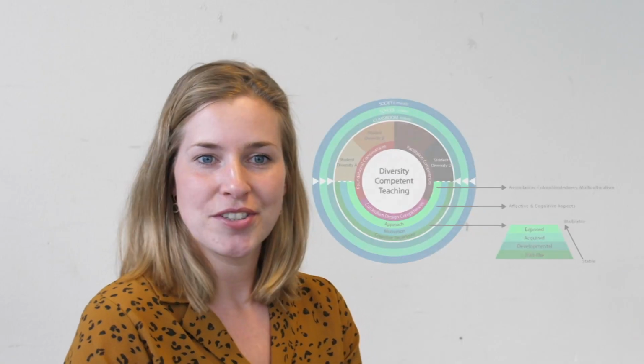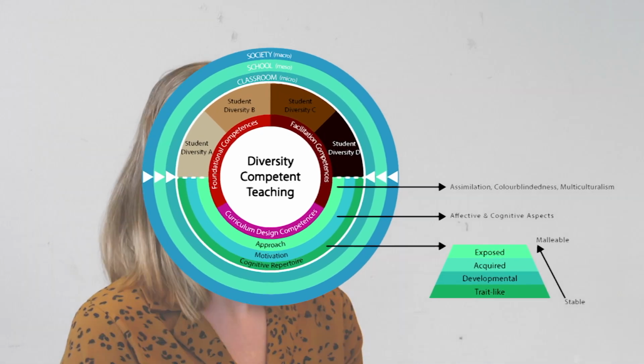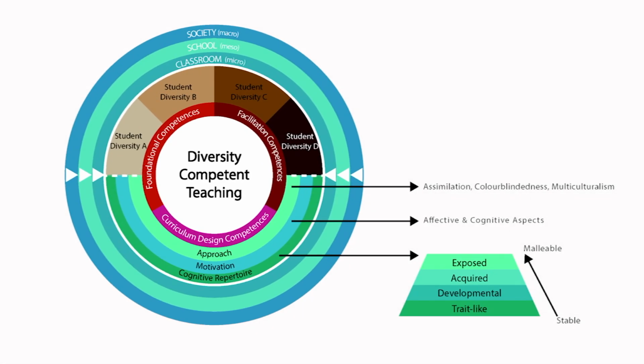Yeah, I think it would be nice if you explained all the features of this model now. So this is the diversity competent teaching model that we were talking about. As you can see, we have the upper part of this circle, which addresses all the students in the classroom. So all the different sources of diversity are shown above. And that relates to the things that we mentioned about nationality, gender, religion, cognitive ability, etc.